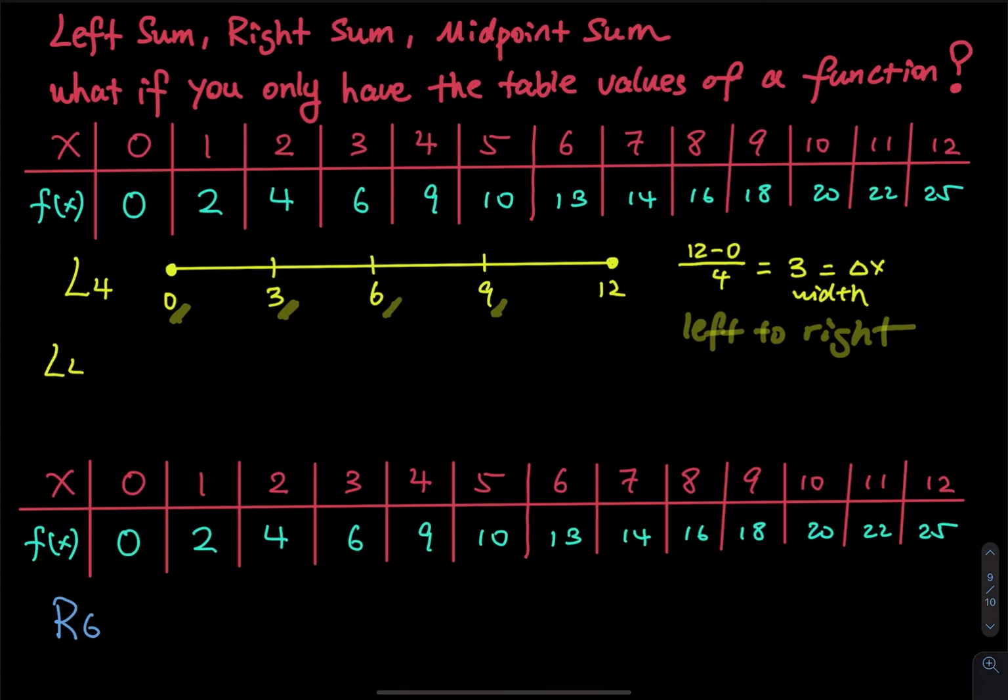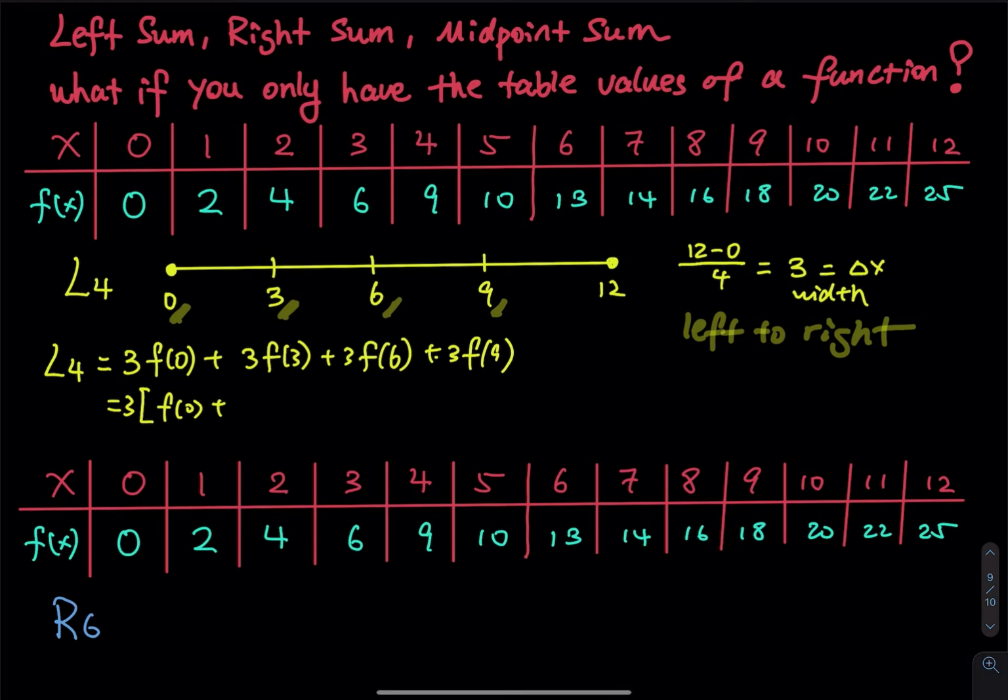So let me show you how easy this is. L4 is equal to, what is the width? The width is 3, right? And then you times f of 0. And then the width times f of 3. And then the width times f of 6. And then the width times f of 9. So this is a 3, and then f of 0, f of 3, and then f of 6, and then f of 9. And then job done. Of course, you have to pick the table values, right?